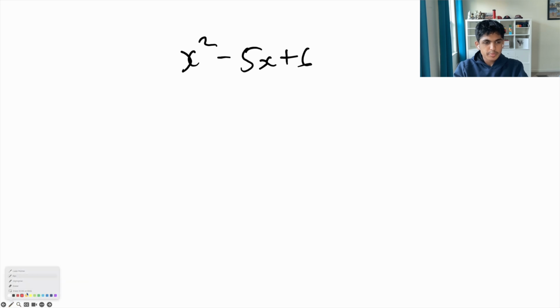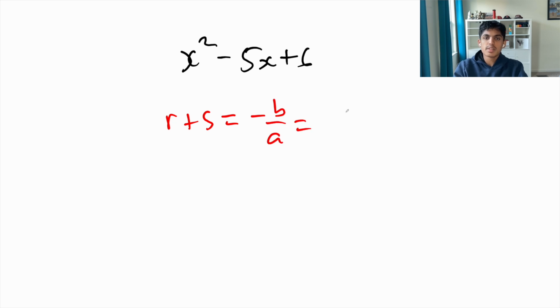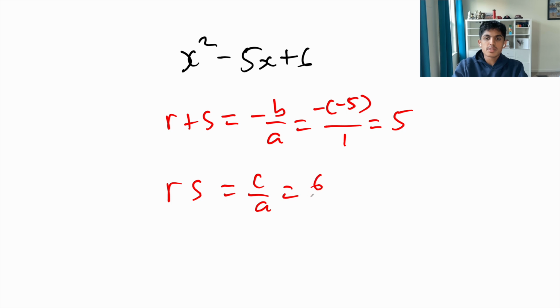So let's try this out on an example. x squared minus 5x plus 6. Let's try to find the sum and the product of the roots of this quadratic without actually factoring it first. So r plus s, the sum of the roots, is going to be negative b over a, which in this case is negative negative 5 over 1, which is equal to 5. The product of the roots rs is equal to c over a, which in this case is just 6 over 1 equals 6. So there we have it.